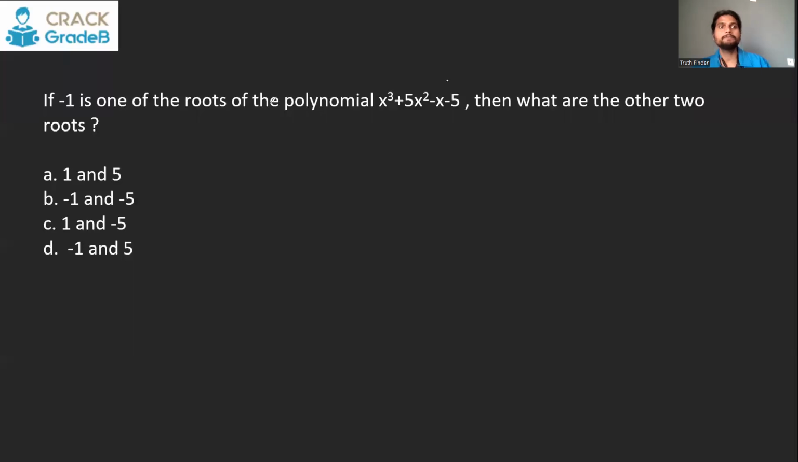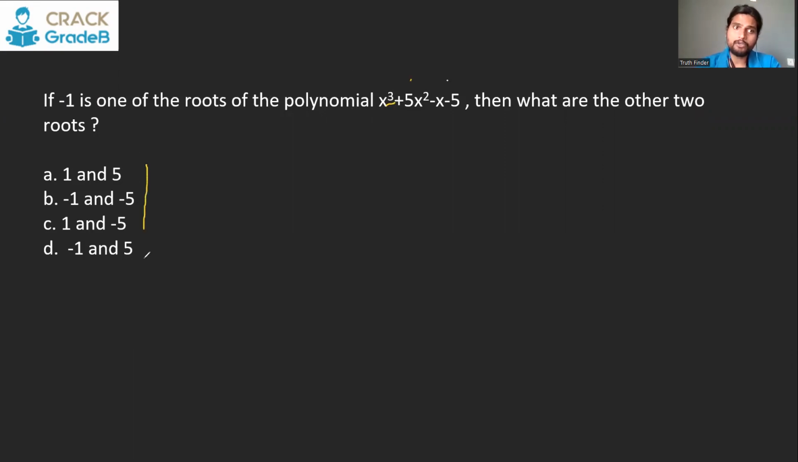Okay, this is an interesting question. If minus 1 is one of the roots of the polynomial, then what are the other two roots? First of all, they are asking roots of polynomial. So whatever we learned for roots as a quadratic equation, same applies with the polynomial. That means higher degree, like here the degree is 3. So it will be applicable here as well.